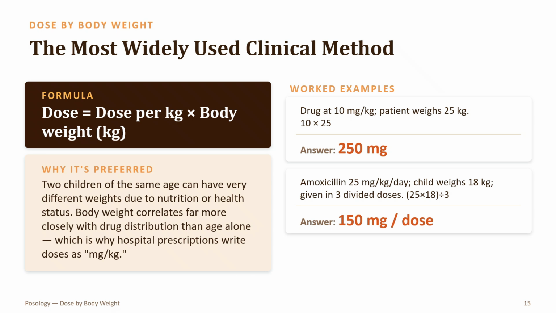Another formula is dose by body weight, the most widely used clinical method according to body weight. The body weight is in kg. The formula is dose per kg multiplied by body weight.